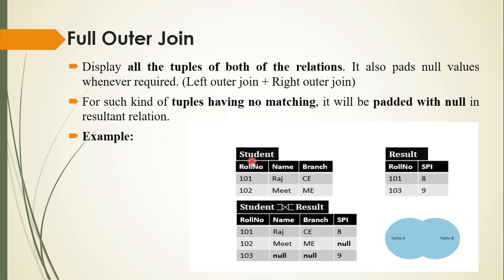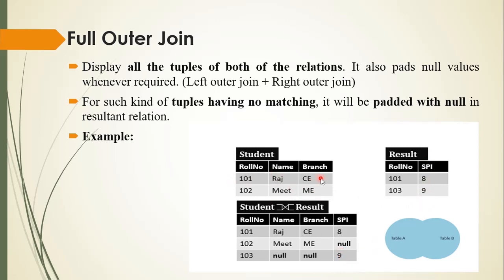So see here, student and result. 101 Raj CE, SPI is 8. Now for 102 Meet, mechanical, branch ME. For Meet we have no SPI in result, so null is here. Now these two records are completed.